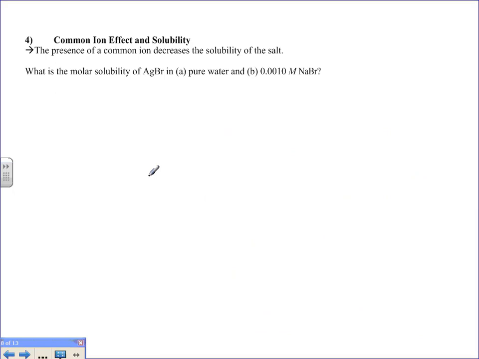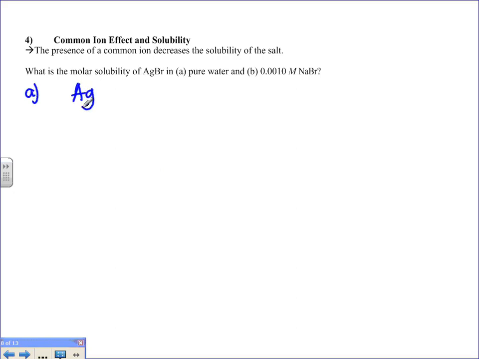In the acid-base unit, we dealt with the common ion effect as our study of buffers. What we're going to look at now is the common ion effect and how it affects solubility. So how does the presence of a common ion affect the solubility of a salt? In this first example, we're going to compare the solubility of AgBr in pure water and in a solution of 0.001 molar NaBr.